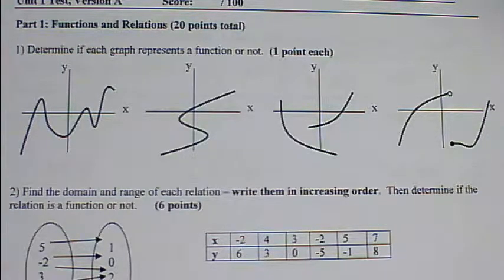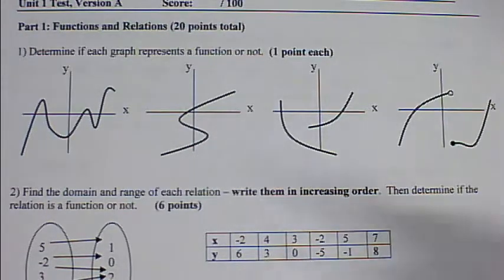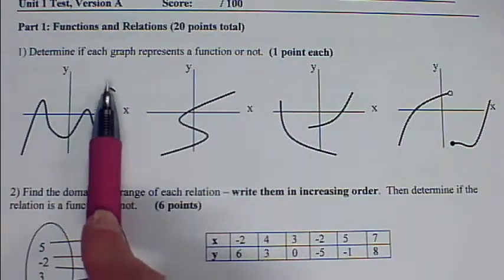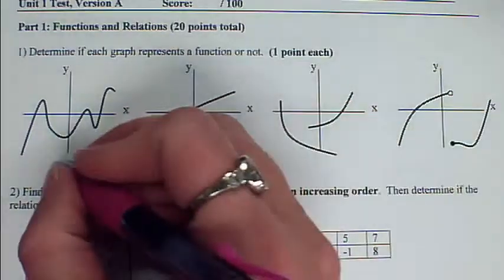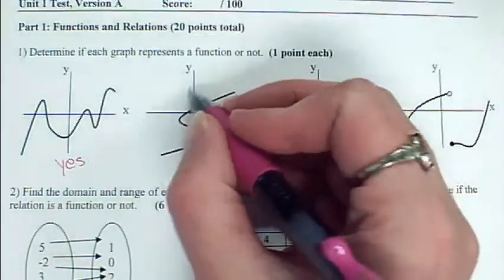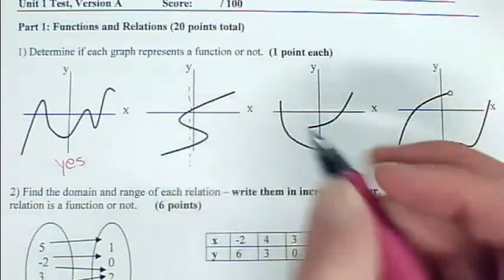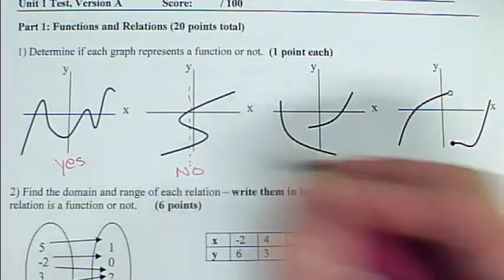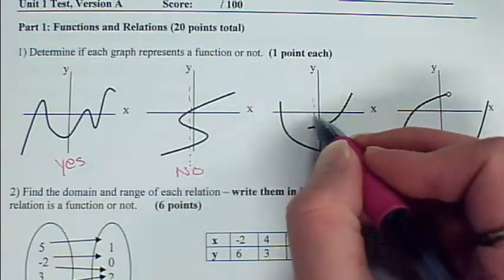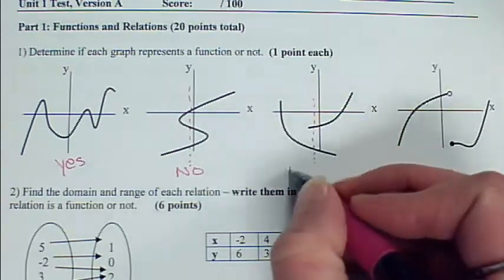Functions and relations, determining if each graph represents a function or not. Well, the vertical line test is the best way to think about that. So, we check the vertical line test. We only hit one point all the way along, so this one is a yes, it is a function. But here, notice how a vertical line hits more than 1 point. This one would be a no.